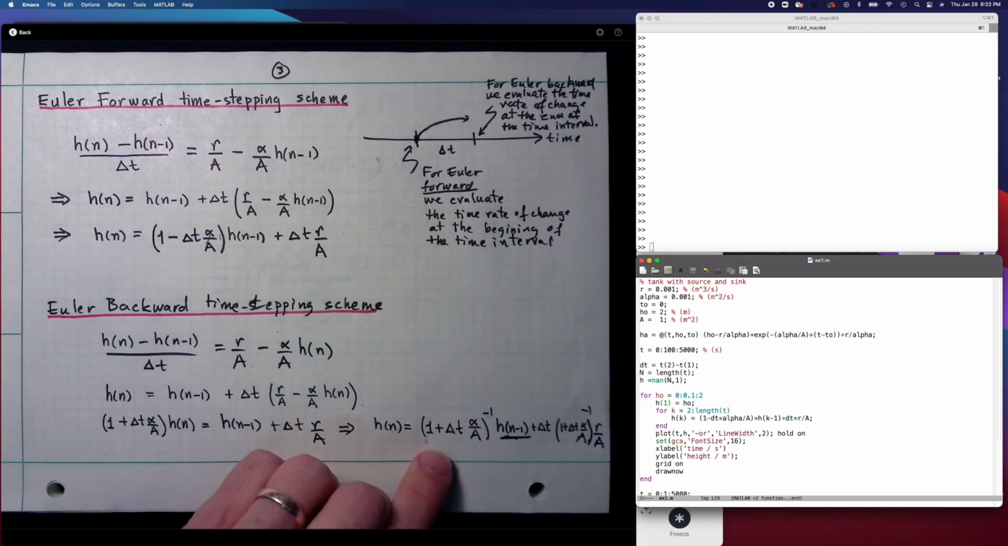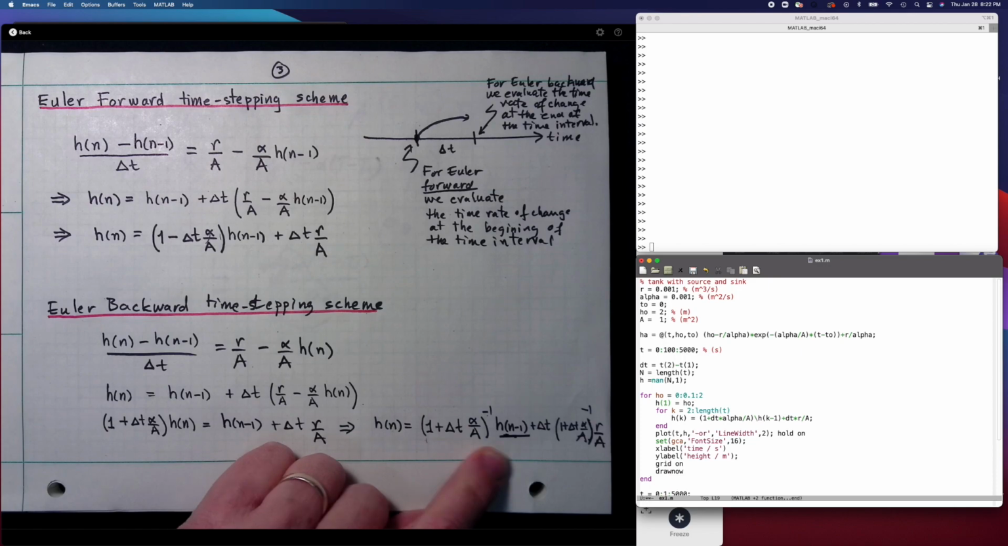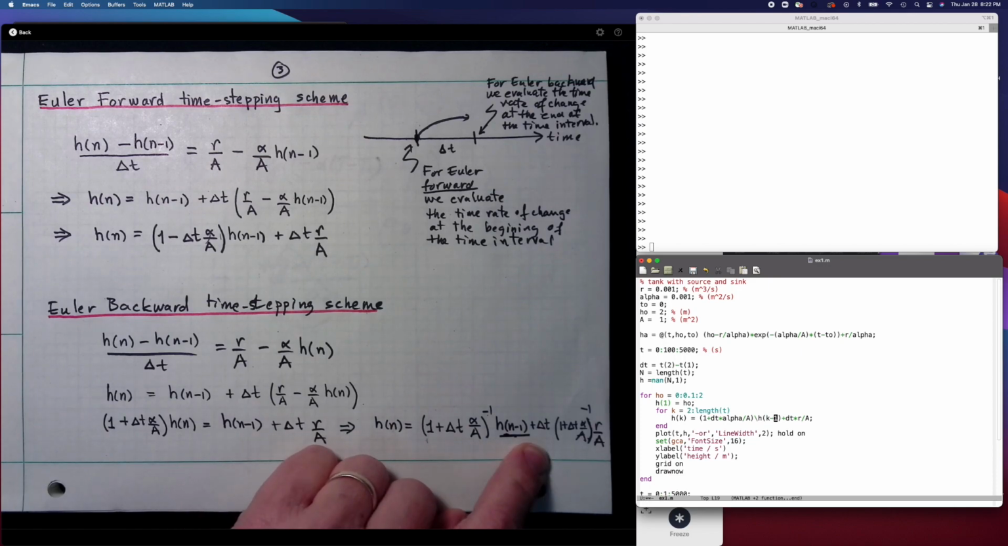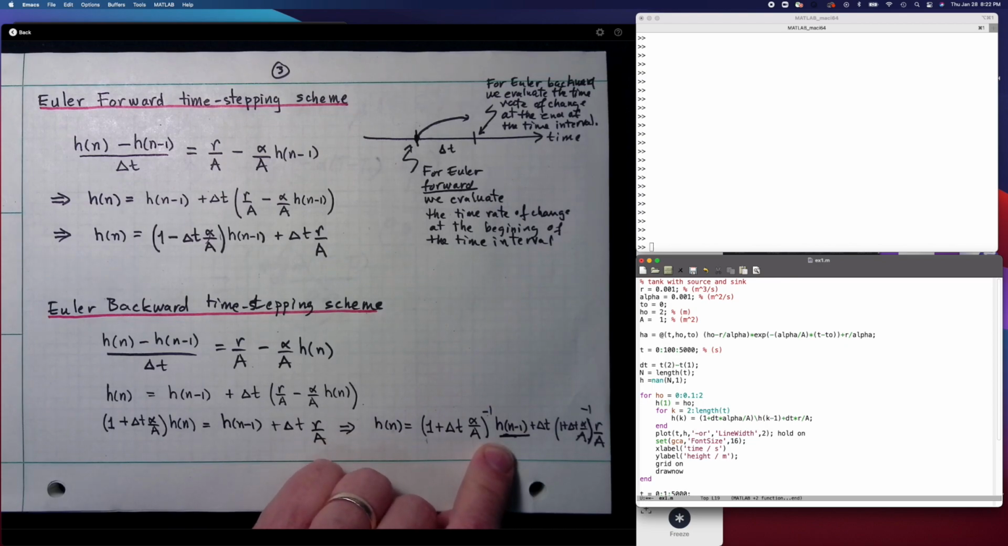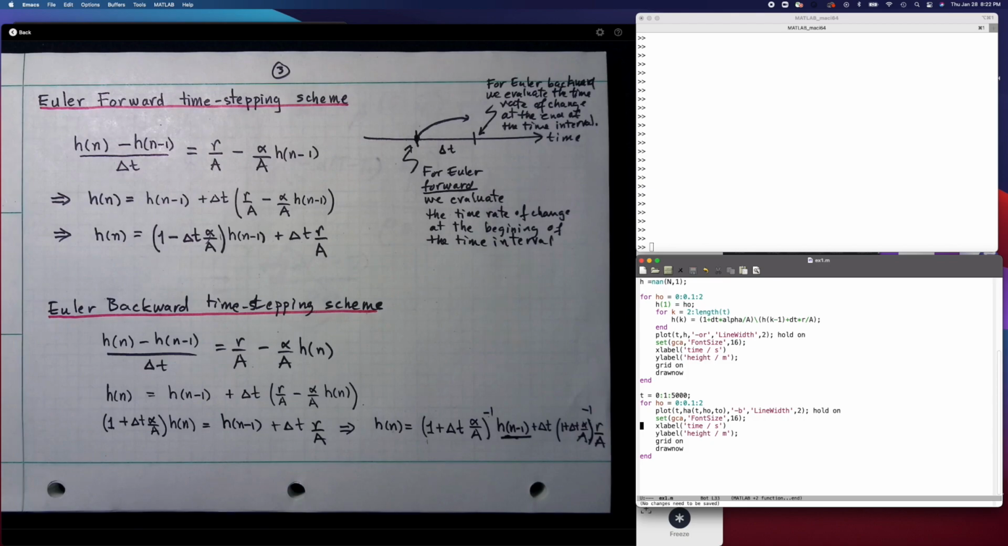So for the scheme, now this minus sign becomes a plus, and what used to be multiply is now divide. H at k minus 1 plus delta t, and then this divide applies to both h and delta t times the forcing. Make the plot, and then the analytical. So let's run it.